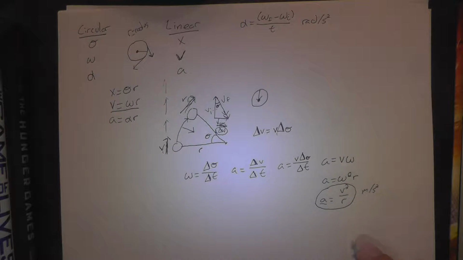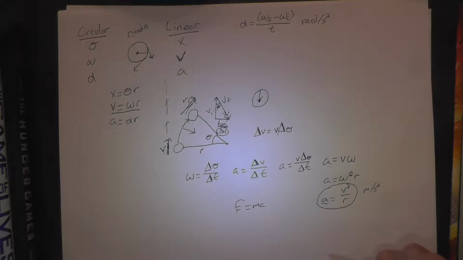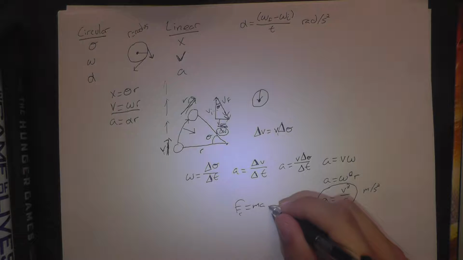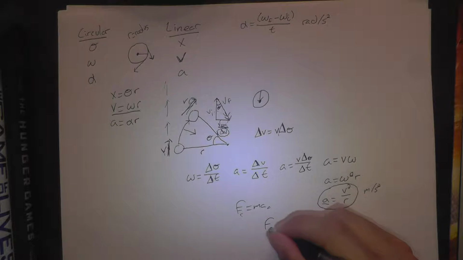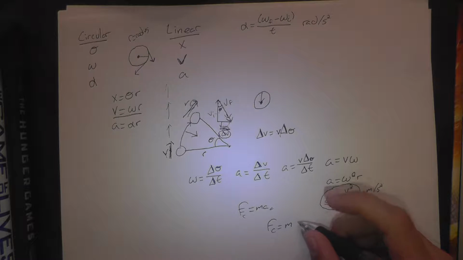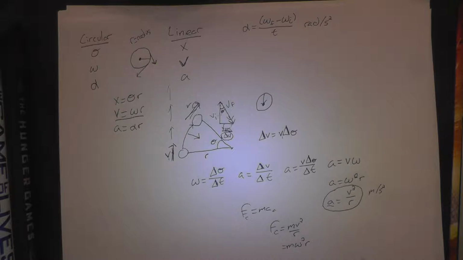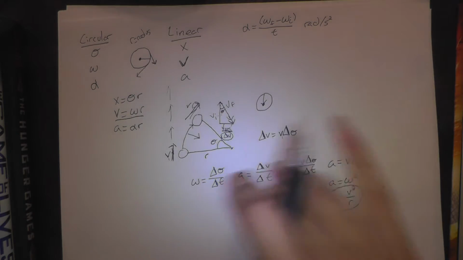And what can we determine using centripetal acceleration? Well, centripetal force. And we know from Newton's second law that the force is equal to the mass times the acceleration. And for centripetal force, we just use centripetal acceleration. So that means centripetal force is equal to mass times v squared over r, or mass times little omega squared times r. And that's your centripetal force. And this is the force that causes a body to move in a circle.